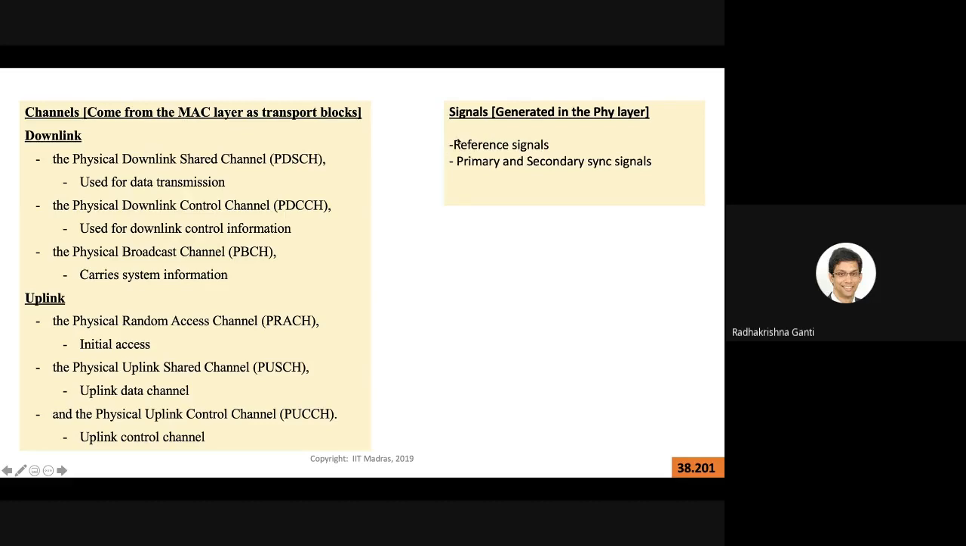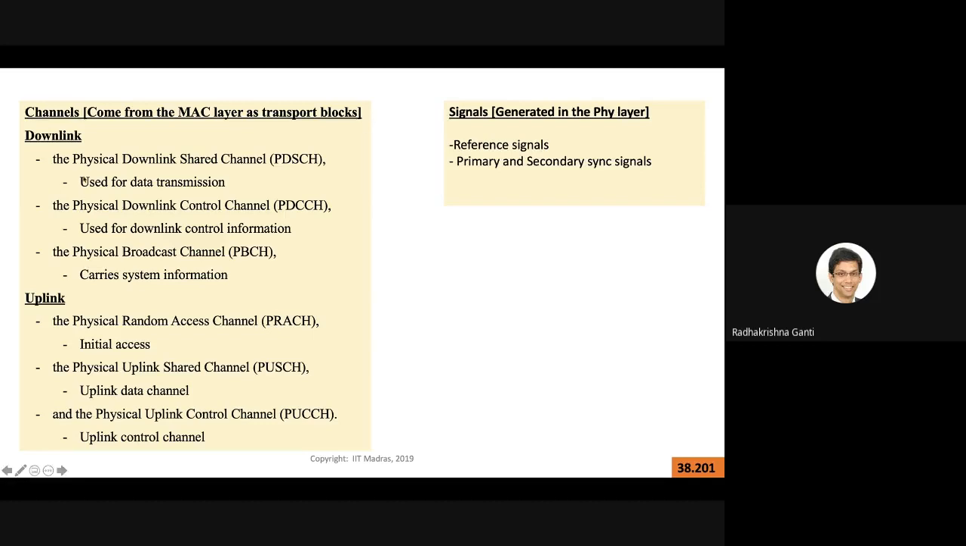There are some things that are generated in the physical layer itself, which are called signals. They are generally reference signals and sync signals. Okay, we also saw pilots. Essentially, these are pilots. The pilots are generated in the physical layer. They do not come from the higher layers, which makes sense because they are not data dependent.